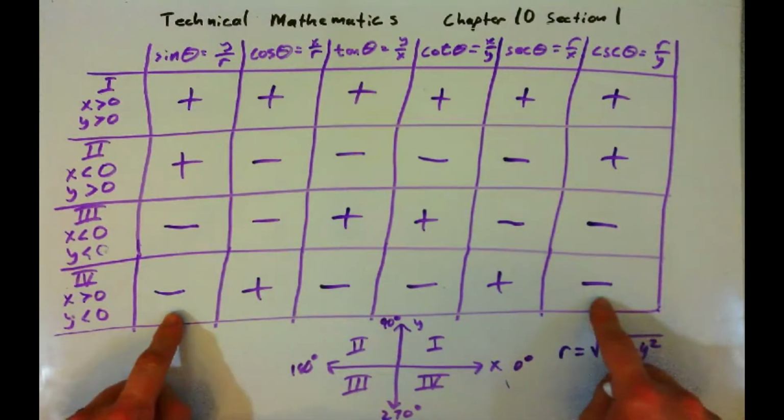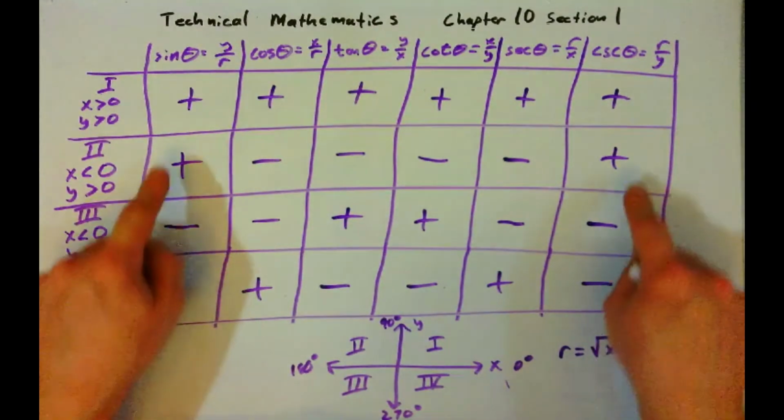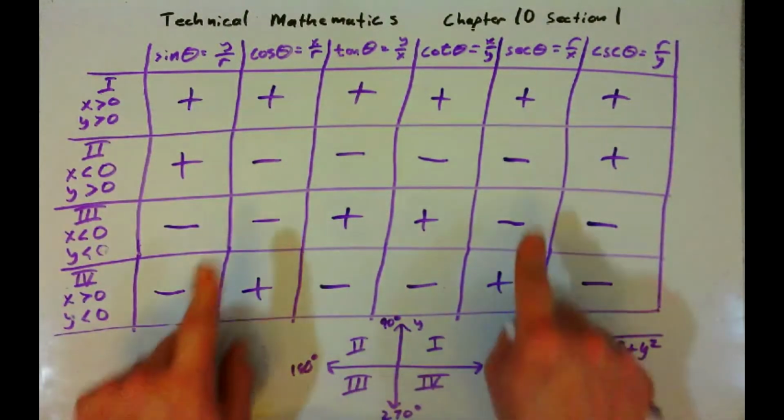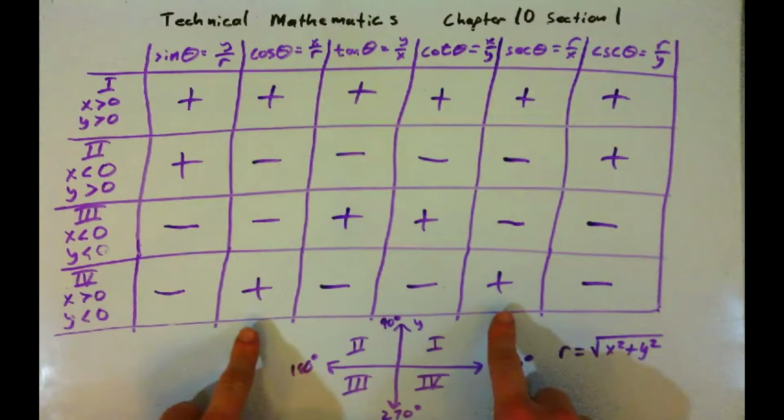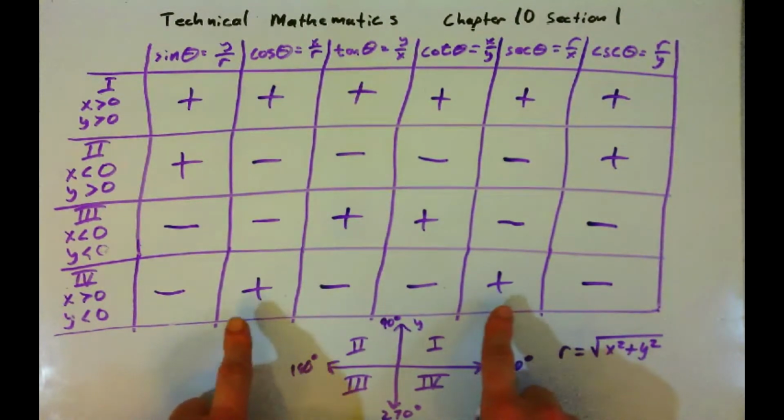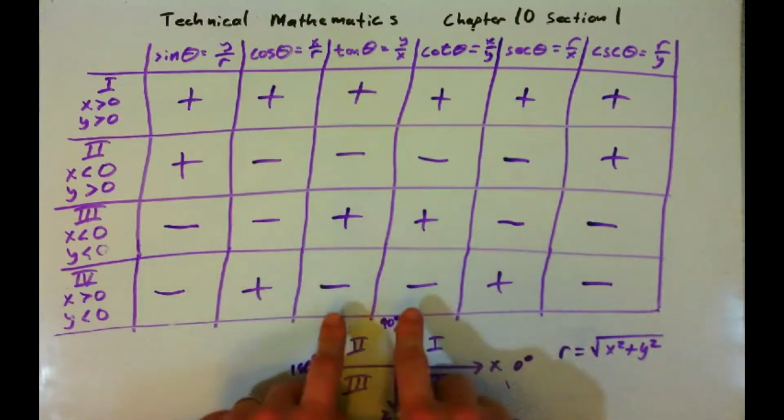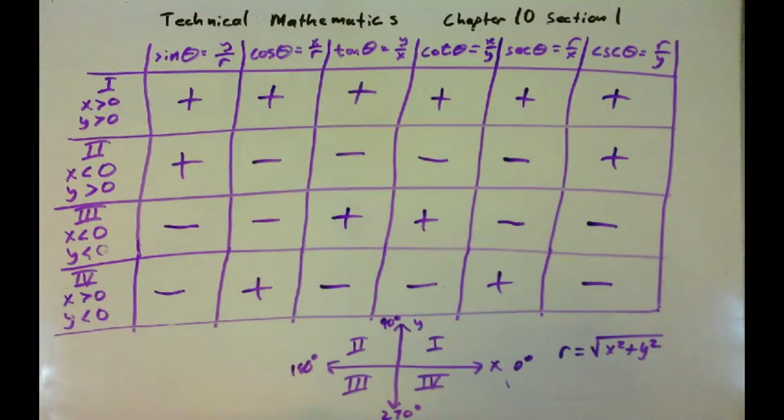Notice that the sine and the cosecant, which are reciprocals of one another, they have the same sign depending on which quadrant they're in, right? They're both negative in the fourth, they're both negative in the third, positive in the first and second. Cosine and secant are reciprocals of one another. They have the same sign, depending again on which quadrant they are in. And the tangent and the cotangent are reciprocals of one another, and so again they have the same sign depending on which quadrant they're in.